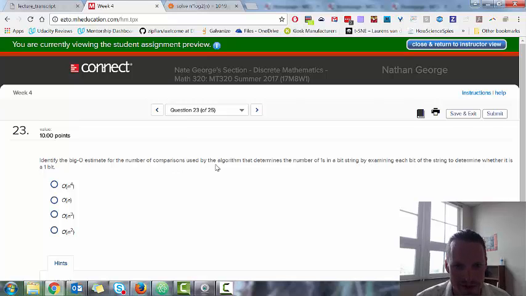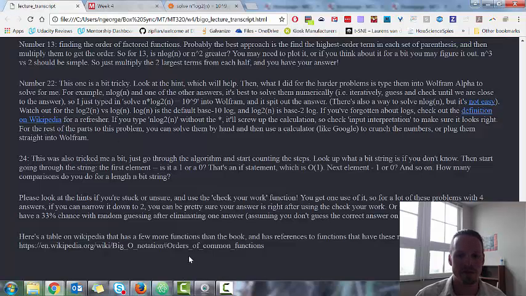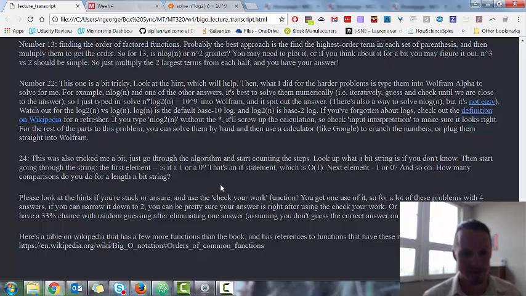Right, so the number of comparisons, big O, estimate for number of comparisons for an algorithm determining the number of ones in a bit string. If you don't know what a bit string is, look it up and refresh your memory. But it's essentially a string of bits, just like it sounds. But kind of think through this algorithm and think what it's doing.